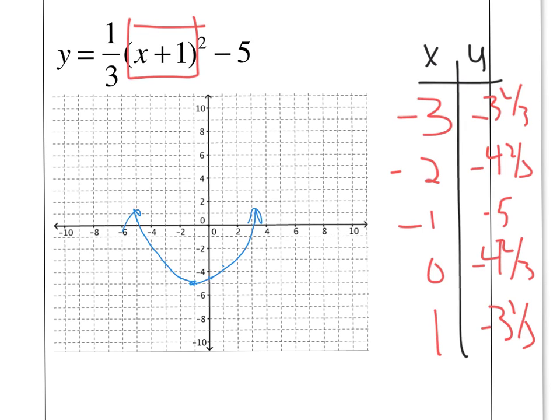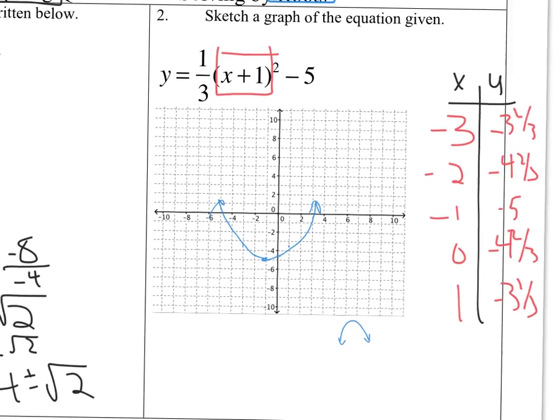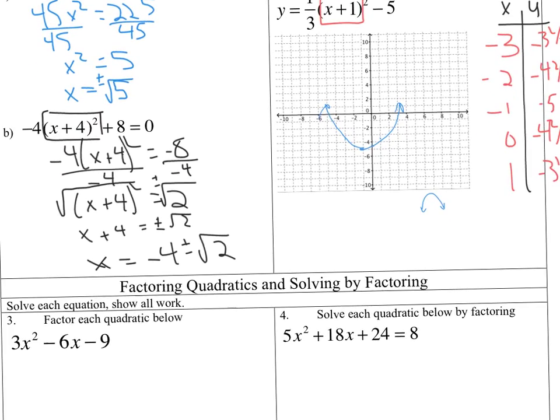Now, if you create this graph and you don't have something that looks like that or something that looks like this, you did it wrong. And that's bad, because this is the fourth time we've seen it. So if you don't have a parabola, you did something wrong. So fix it. Make sure you do.